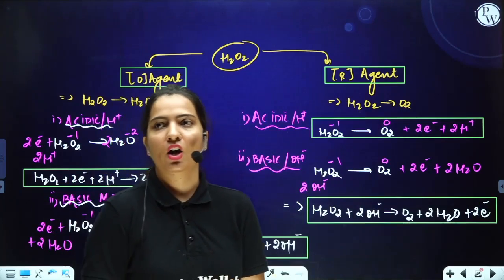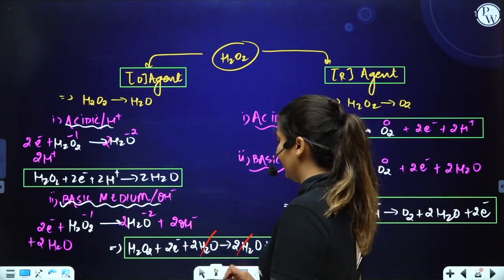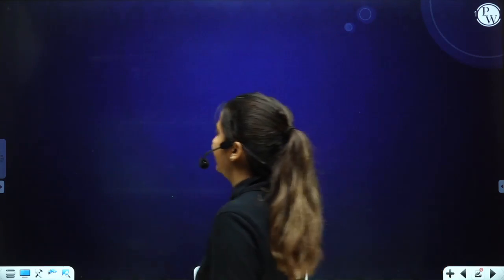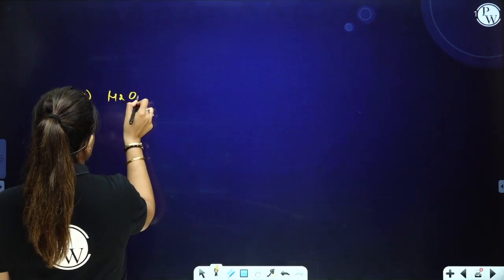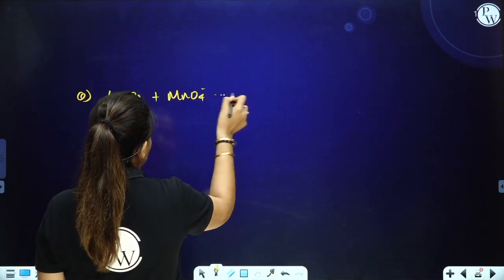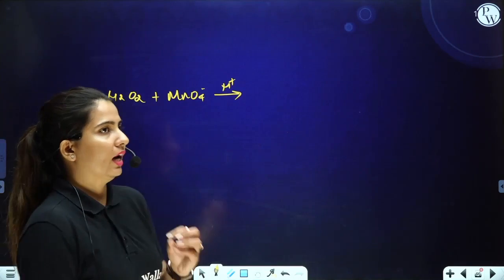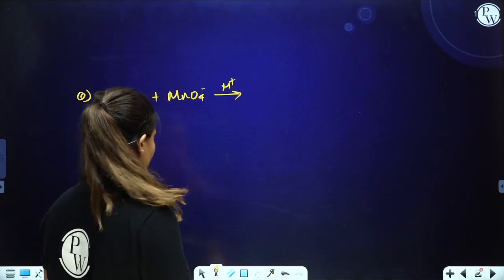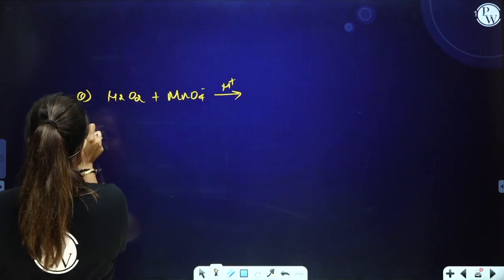H2O2 can behave as a reducing agent and as an oxidizing agent. So you can understand that it can behave as either of them. For example, if I tell you to balance a reaction, it is given that H2O2 reacts with MnO4 negative. What is going to be the product in the acidic medium? You are not even given the products. So what will you do now? This much is the question. So what do you have to do?